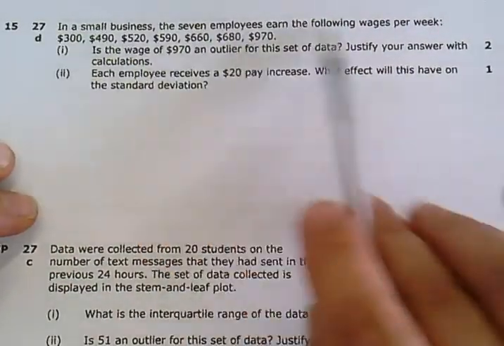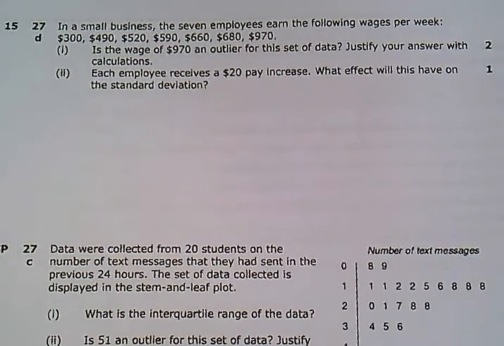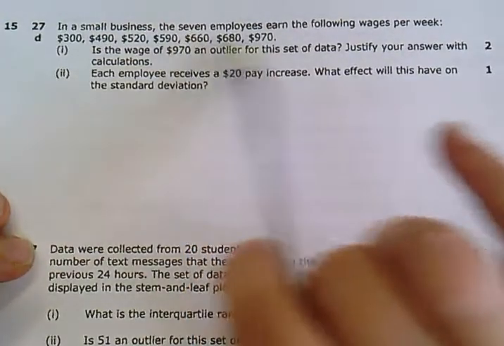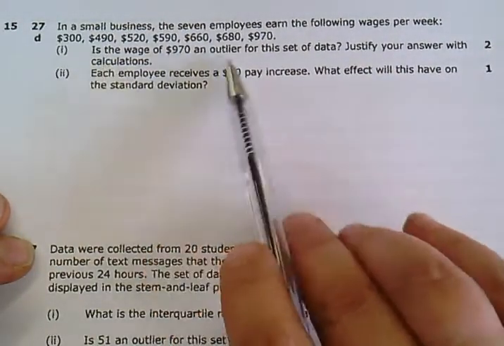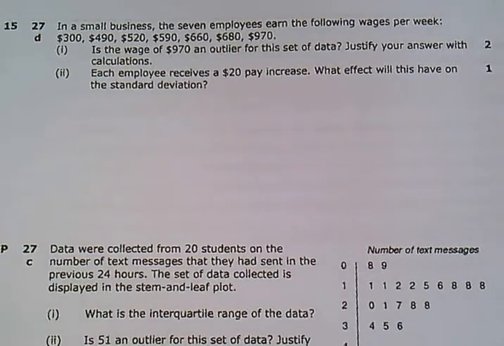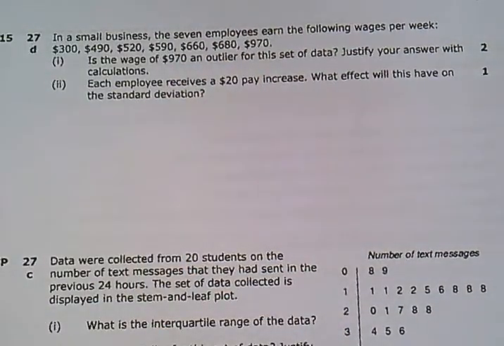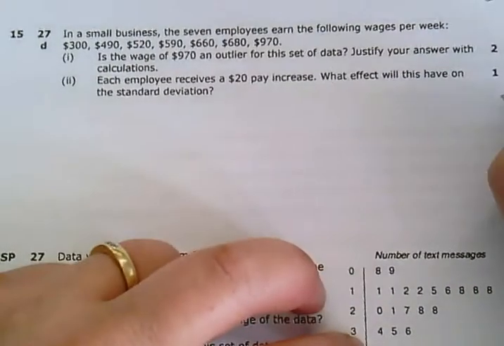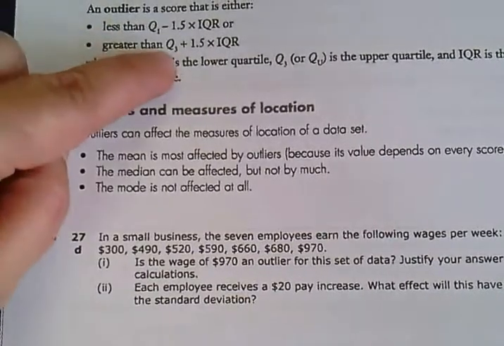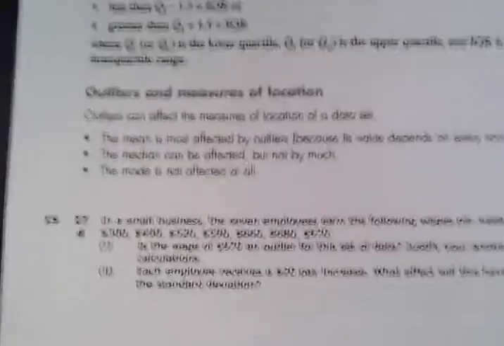So, whenever you're doing questions like interquartile range and stuff like that, you've got to make sure your data is in order. Sometimes it's not in order. You don't have the smallest to the highest. So in a small business, we've got 7 employees. They earn those wages. Is the wage 970 an outlier for this set of data? Justify your answer with calculations. So, is this outlier at the top or the bottom of the data? Top. So let's work out our interquartile range. Look at the formula. It's an outlier if it's greater than Q3 plus 1.5 times the interquartile range.